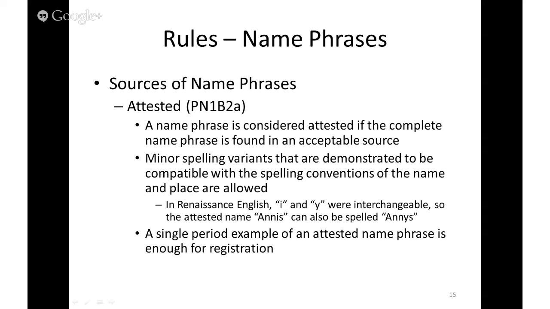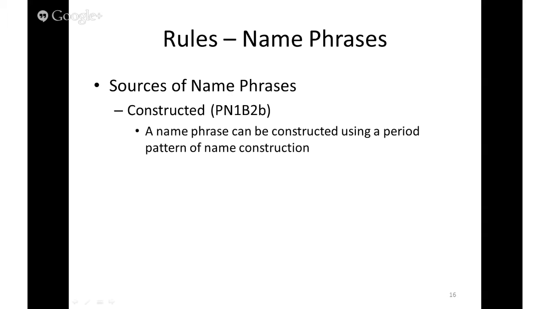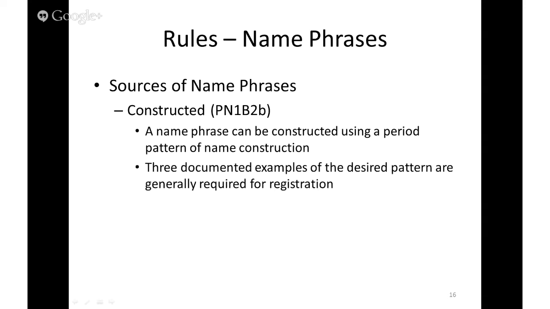That's important. If you find one reference to Annis, you're good. You do not need to find multiple ones. If you can't attest a name phrase, you can construct a name phrase. A name phrase can be constructed if you have a pattern of name constructions.